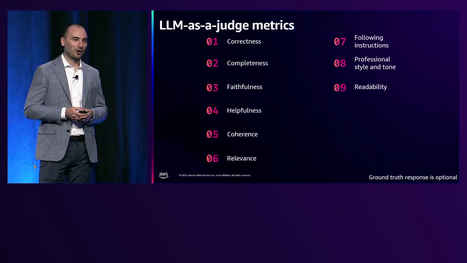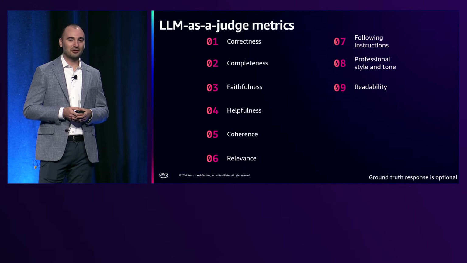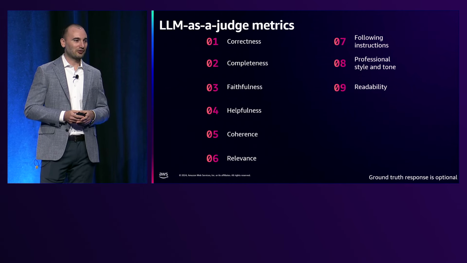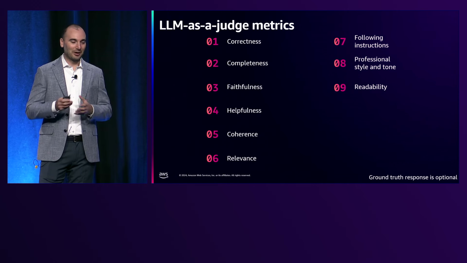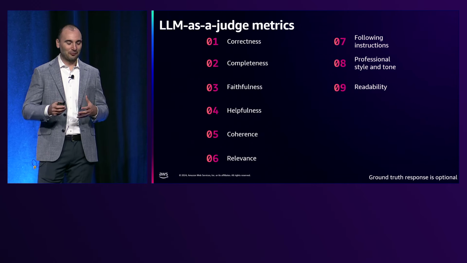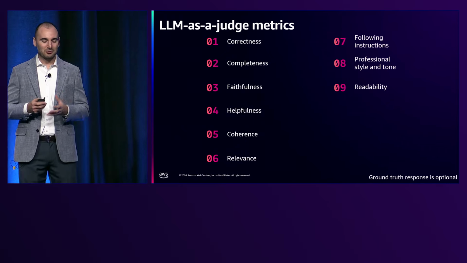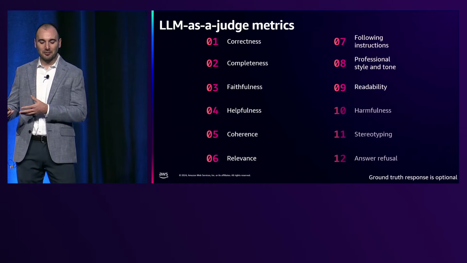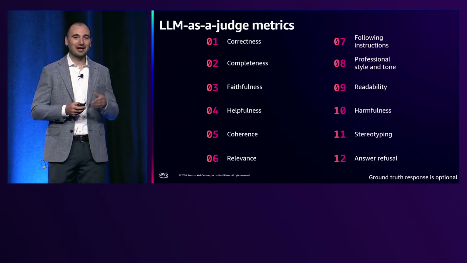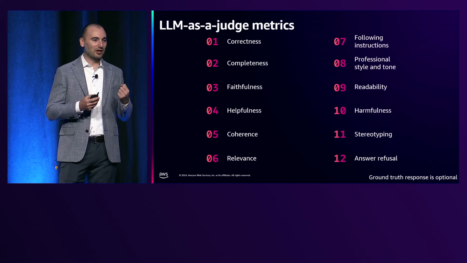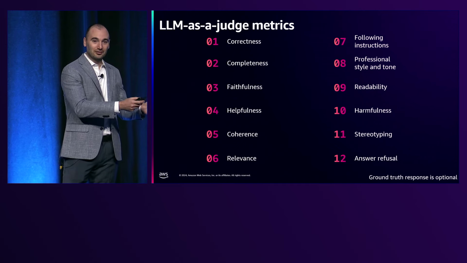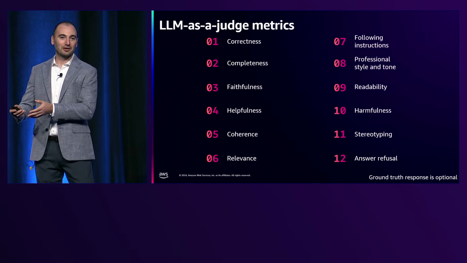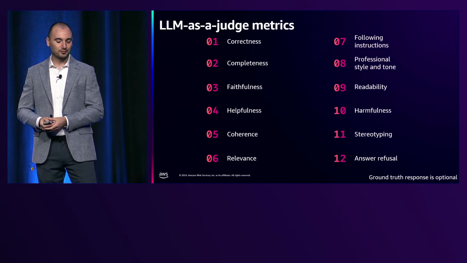So, what are our metrics? Let's start with our first nine. These are our quality metrics. We're dividing this into quality and responsible AI. Quality metrics range from very objective things like correctness and completeness, you have faithfulness, helpfulness, and coherence, all the way down to more subjective things like readability or professional style and tone. Then you have your responsible AI metrics: harmfulness, stereotyping, answer refusal. So you're really able to build up a level of confidence that my application is actually behaving well and my model is giving me the right responses, and also they're trustworthy. They're abiding by responsible AI principles.